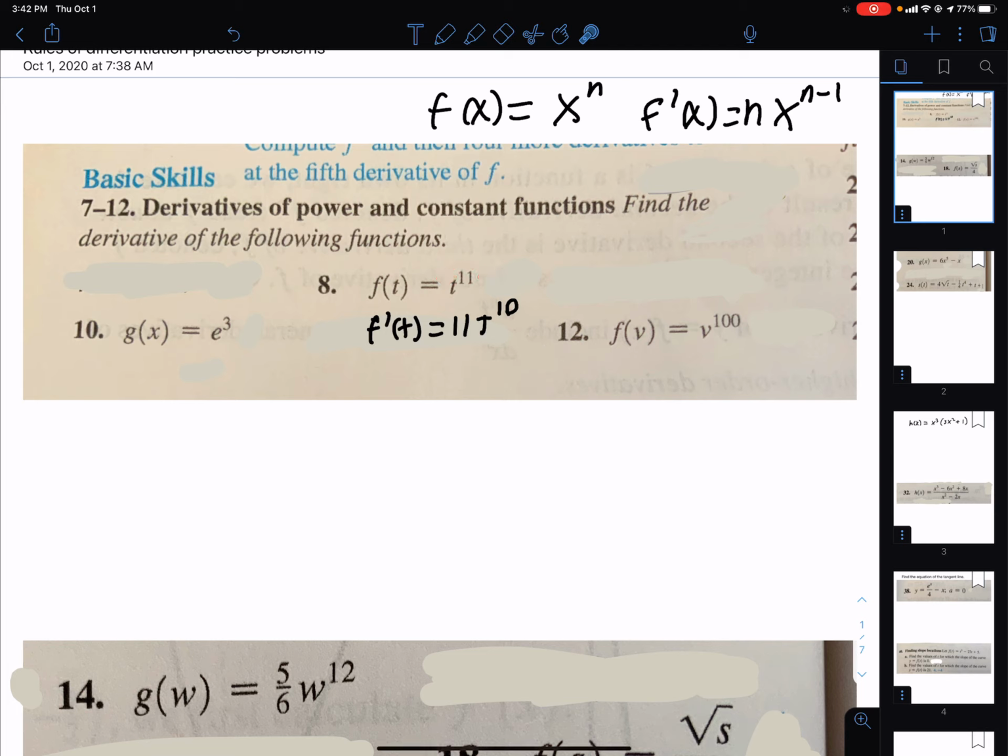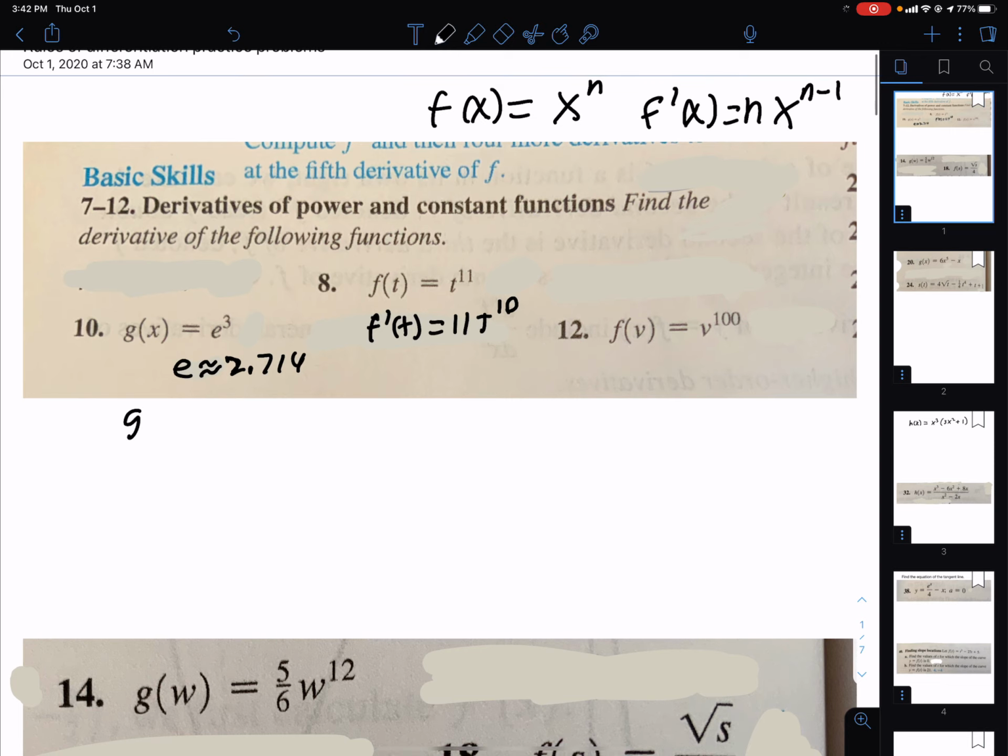All right? Number 10, it's tricky. So notice a couple of things. Our variable, in this case, is x. That is not x. Therefore, this power rule here does not apply. In fact, you should know that e is a constant. It's approximately 2.714. So essentially, this function is actually a constant.